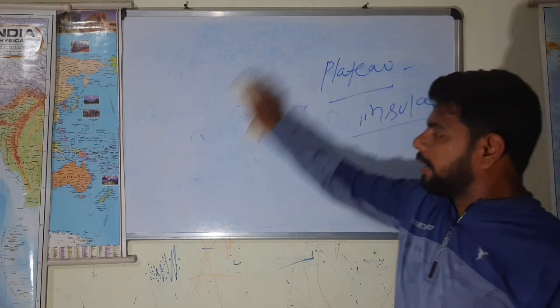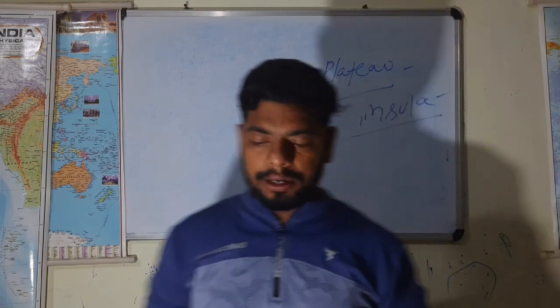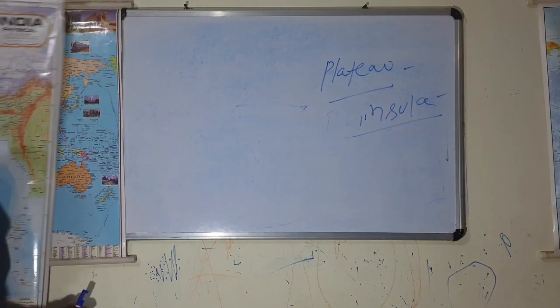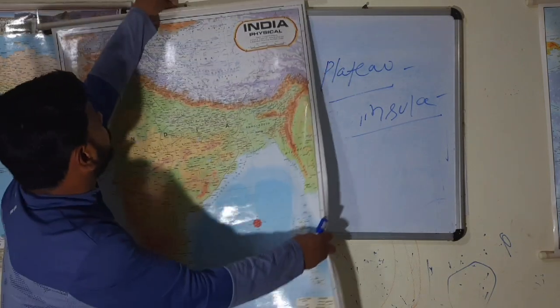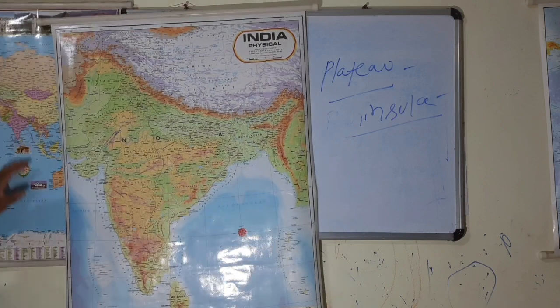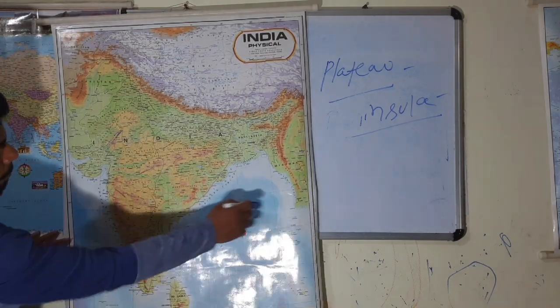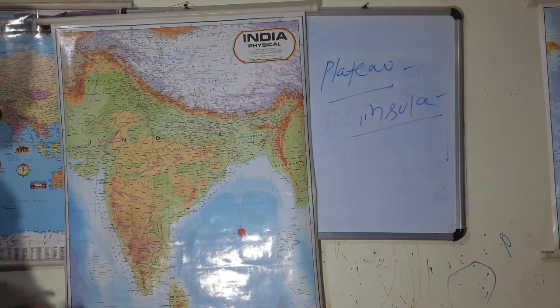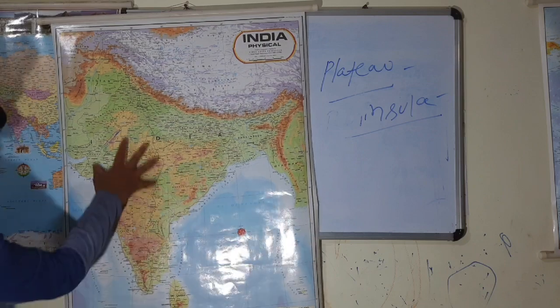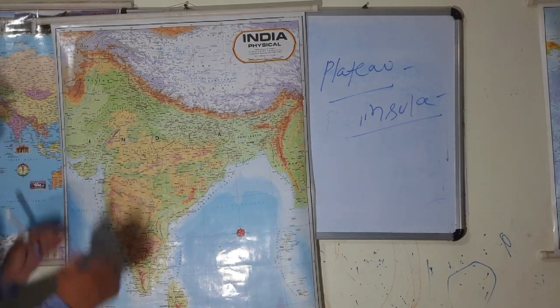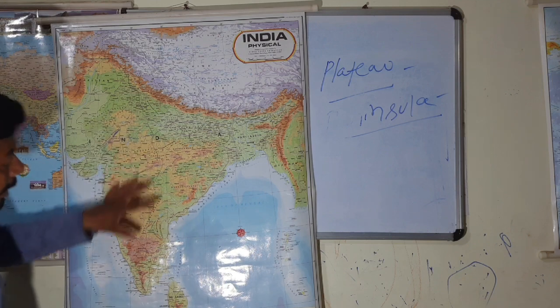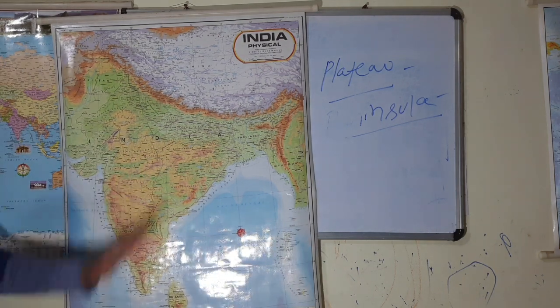Okay, I'm going to get a map ready. This one, as we have understood, Arabian Sea, Bay of Bengal, and the Indian Ocean. So the entire part is called the peninsular region, and the plateau which is located here is called the peninsular plateau.